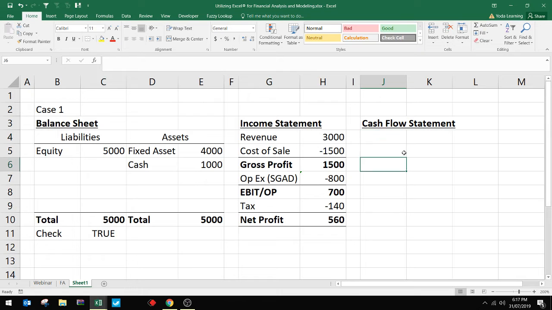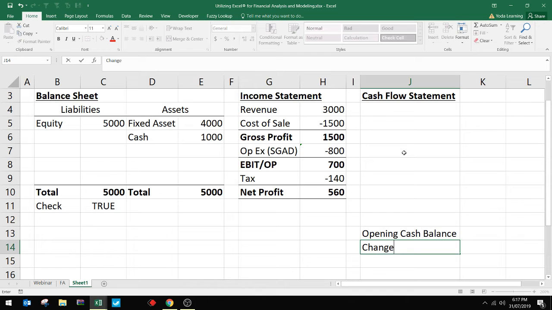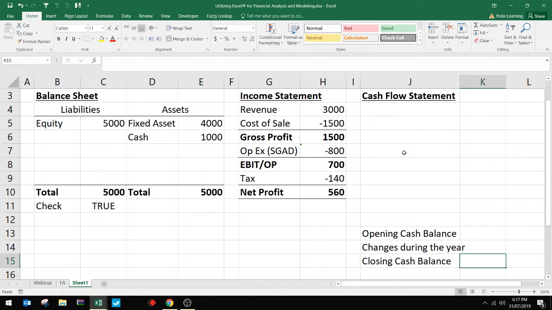A cash flow statement, in conclusion, is simply going to be your opening cash balance, changes during the year, and closing cash balance. So let's start with the closing cash balance. It is nothing but the opening cash balance plus the changes during the year. Now what's left is to determine what were the changes during the year.